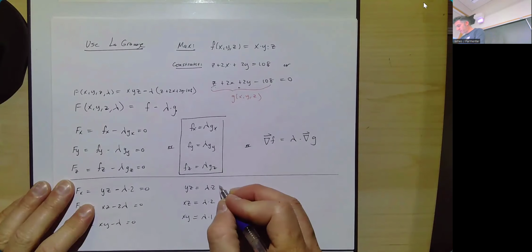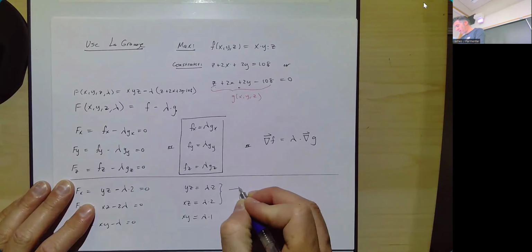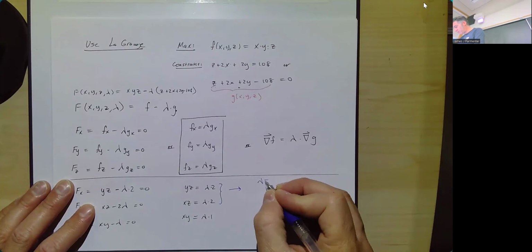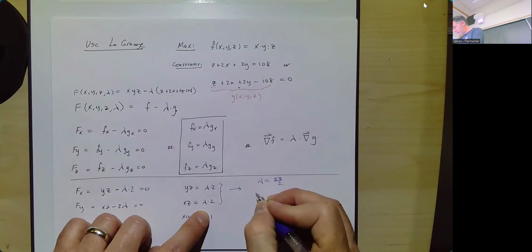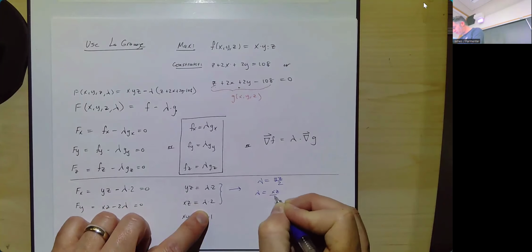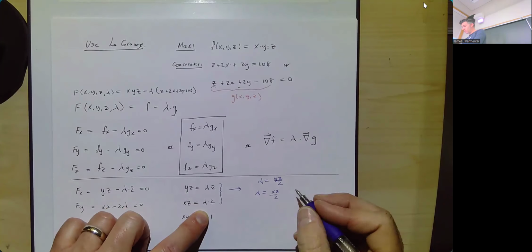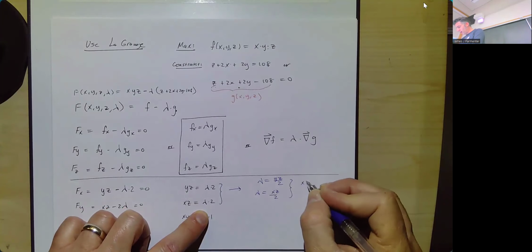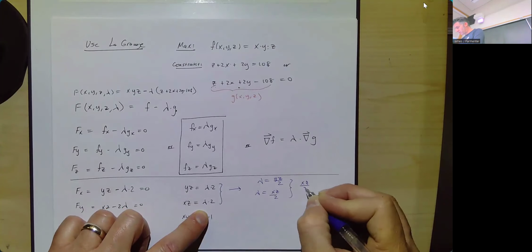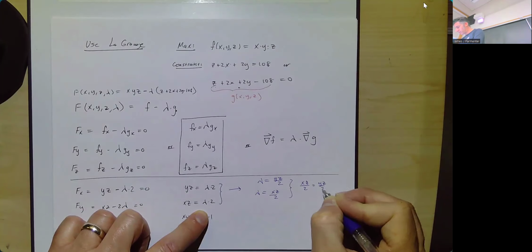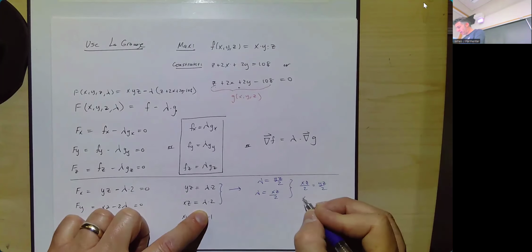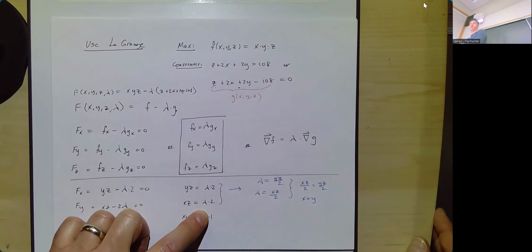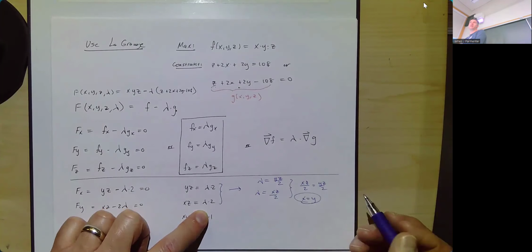So if I take these two and I solve for lambda, I have lambda equal to yz over 2, and also lambda equal to xz over 2. If I then set those lambdas equal to each other, this gives me xz over 2 equal to yz over 2, which means x has to equal y. I can multiply both sides by 2, divide both sides by z, assuming z is not 0, which it probably isn't.